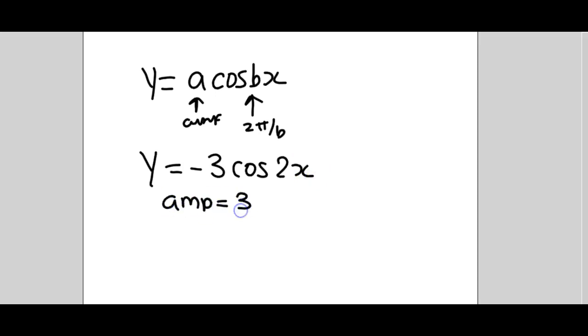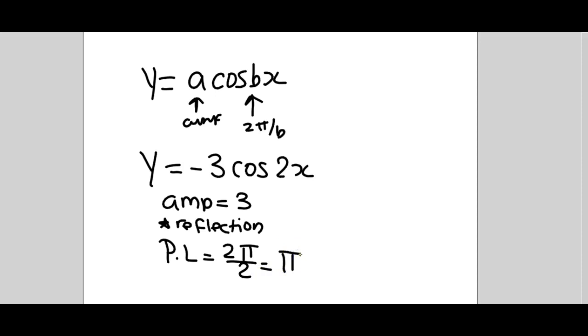Yeah, it's 3. We're going to have a reflection, so I don't know if you just want to make a note so you remember, and just say reflection. Because we're going to start opposite instead. Since there's a negative in front of the amp, we'll say. Okay, and then our period length is going to be 2 pi over b, and our b is 2. So 2 pi over 2 is just pi.